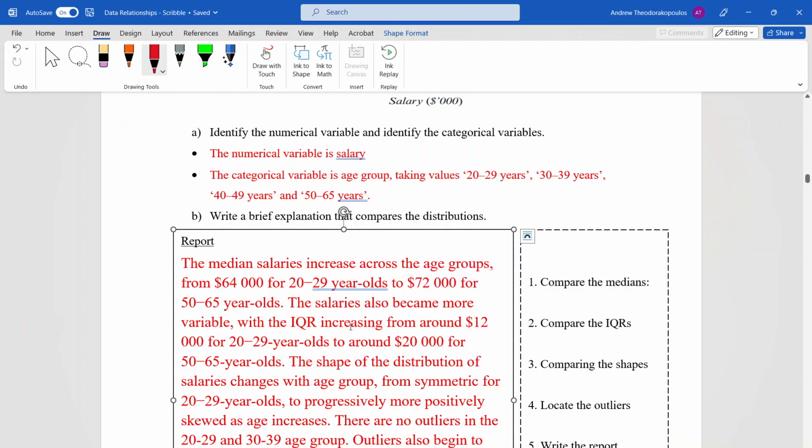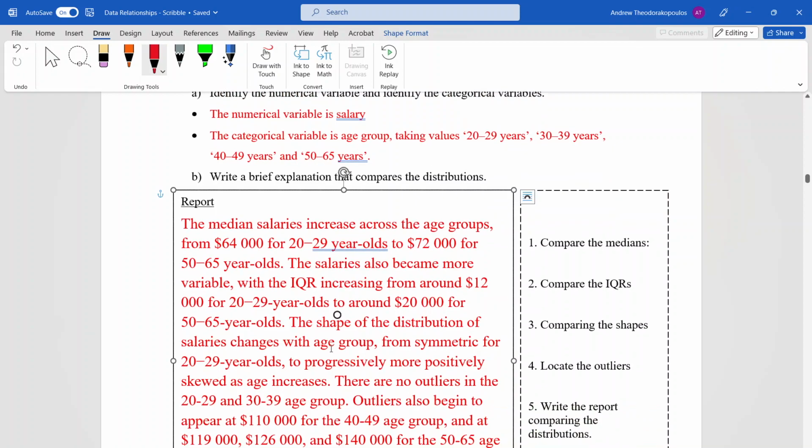The salaries also become more variable. So then talking about the IQR, the IQR increases from around 12,000 for 20 to 29 year olds, and then to about 20,000 for the oldest age group. Then we talk about the shapes. The shape of the distribution changes with the age group from symmetric to progressively more positively skewed.